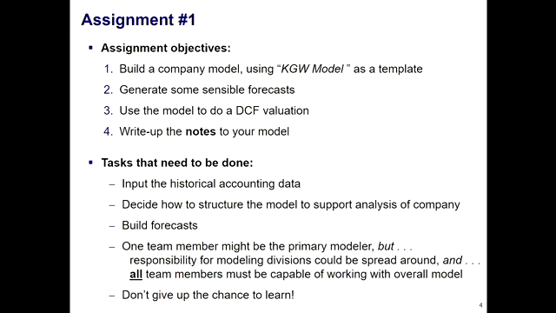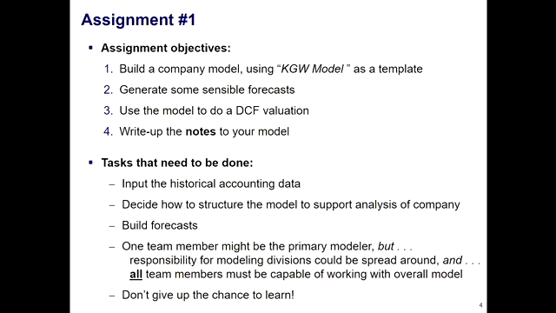I strongly suggest that all of the team members have a meeting this week or next week. You sit together, assign tasks and talk about yourselves, your strengths. Are you excellent working with Excel? Are you excellent analyzing the business?